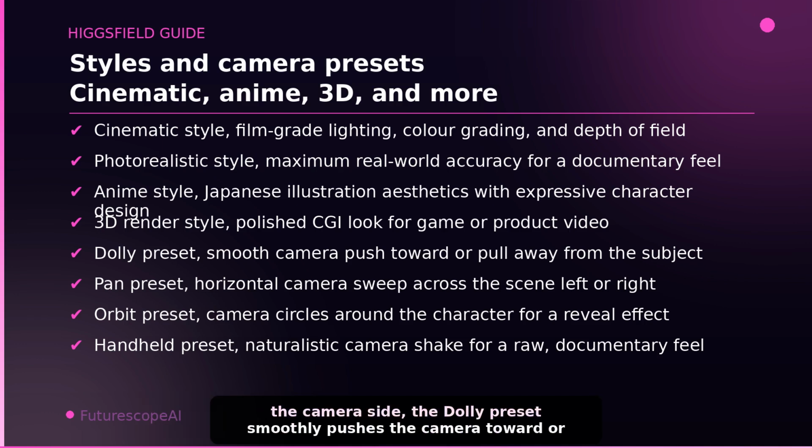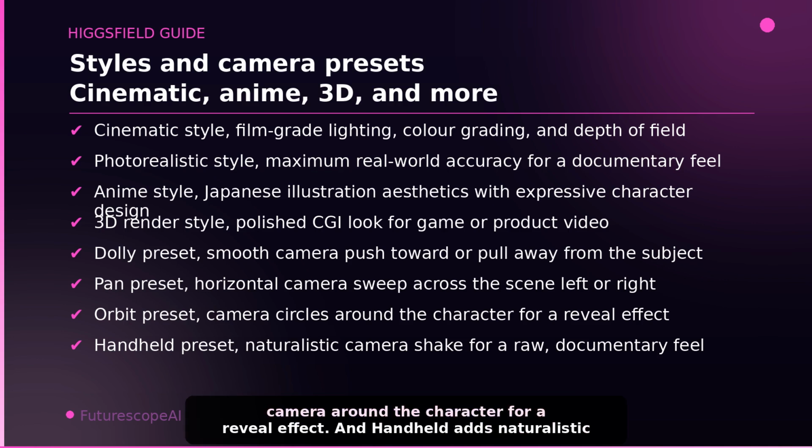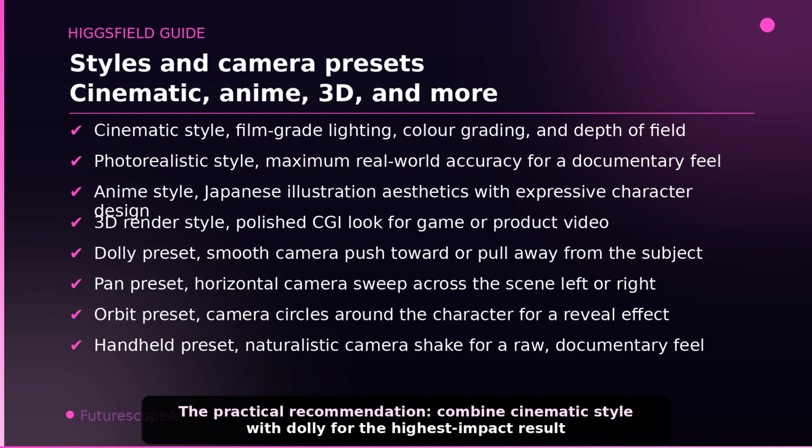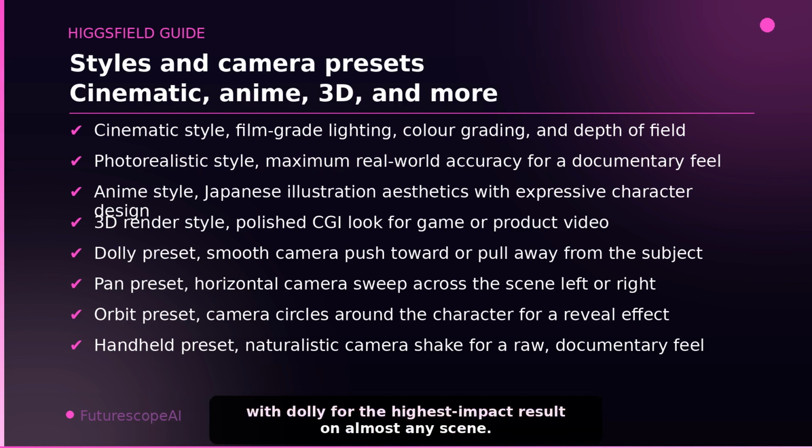On the camera side, the dolly preset smoothly pushes the camera toward or away from the subject during the clip. Pan sweeps the camera horizontally across the scene. Orbit circles the camera around the character for a reveal effect. And handheld adds naturalistic camera movement for a documentary feel. The practical recommendation: combine cinematic style with dolly for the highest impact result on almost any scene.